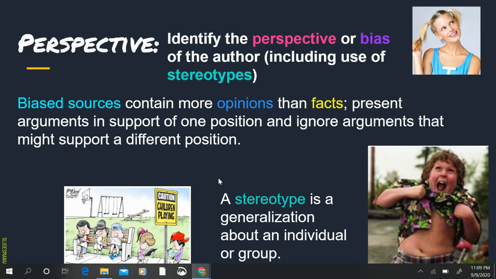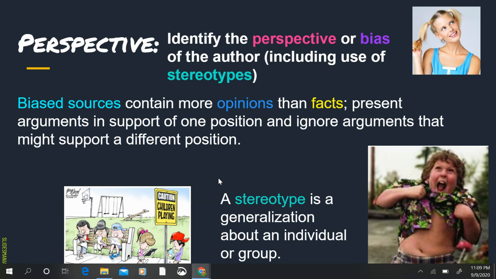So another thing that you might look at is perspective. When we're looking at perspective, we have to keep in mind that people, being human, all have certain opinions, biases, points of view, etc. And sometimes those opinions that they have about life can color what they write about.